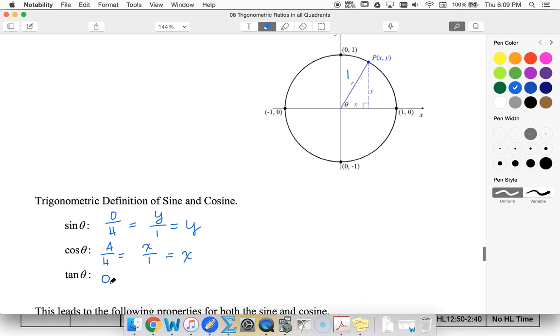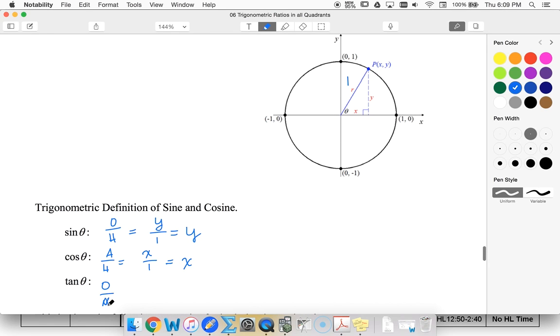Tangent is opposite over adjacent, which in a unit circle is going to be the y over x value. Notice the y over x value is also going to be the slope of this line.